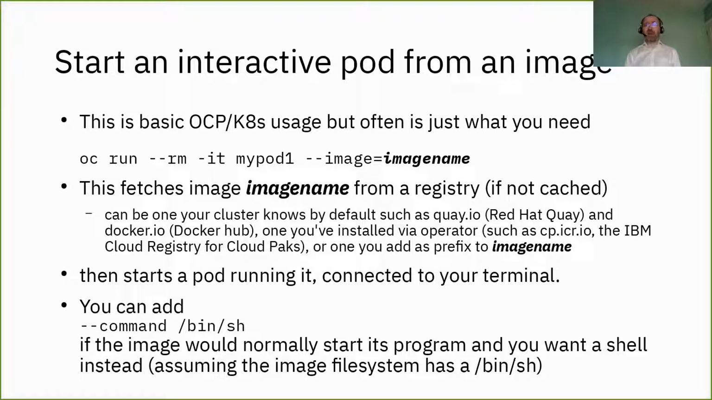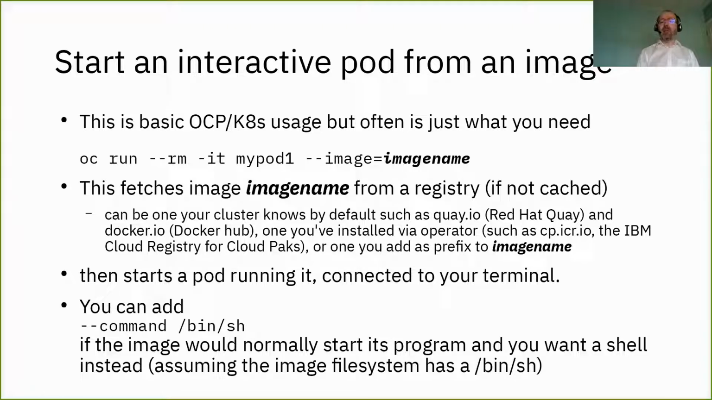Now, starting an interactive pod from an image. Again, this is really sort of OpenShift 101 stuff. Simply using it to start up a pod, a bit like just using Podman or Docker to start up a container. This is about the most basic thing you can do in OpenShift itself. And that oc run there, and tell it an image name to run. That's what oc run does.